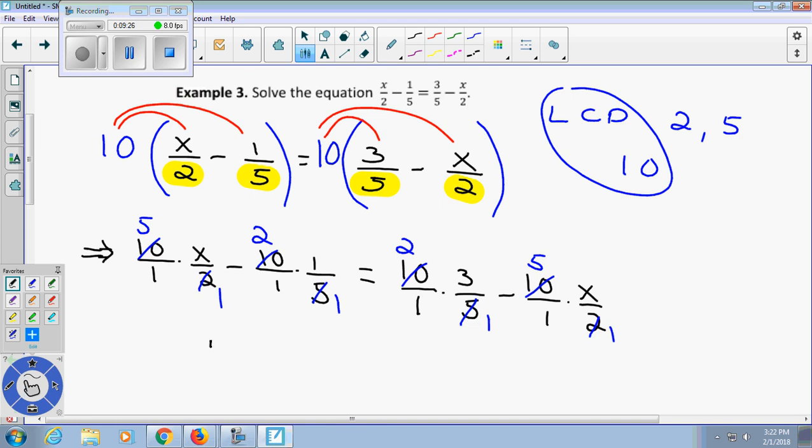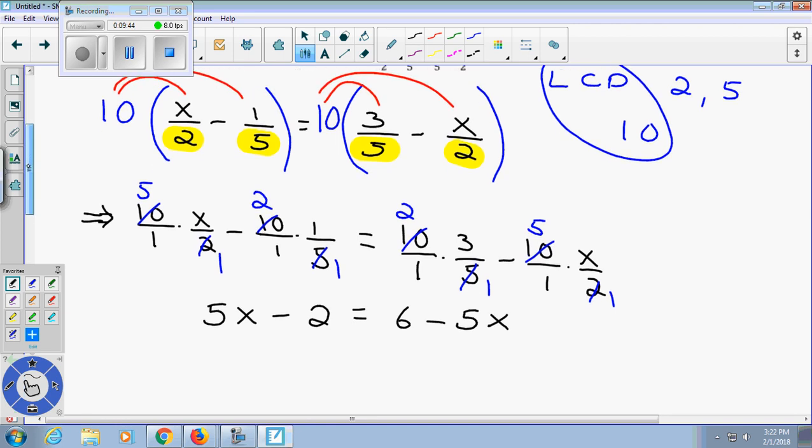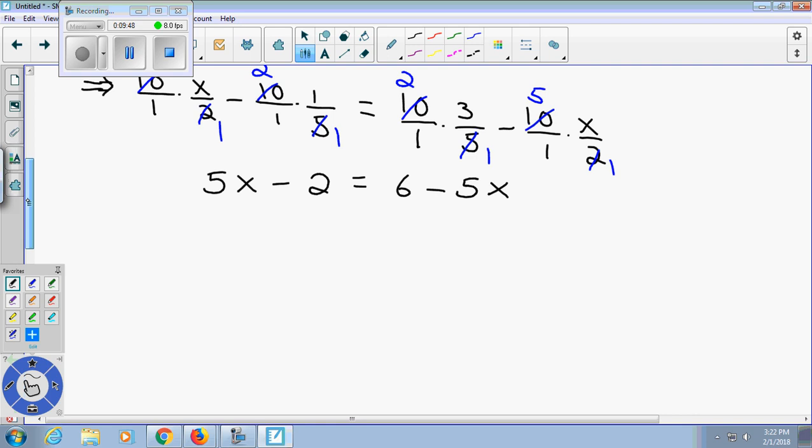We have 5x minus 2, and this is equal to 6 minus 5x. So the equation we started with was pretty difficult, but this new one has no denominators. We can use the same stuff as last time where I'll add or subtract the same thing to both sides of my equation. You could even do it in one step if you'd like to, but I think what I'll do is in 2 steps. First I'll add 5x to both sides of my equation.